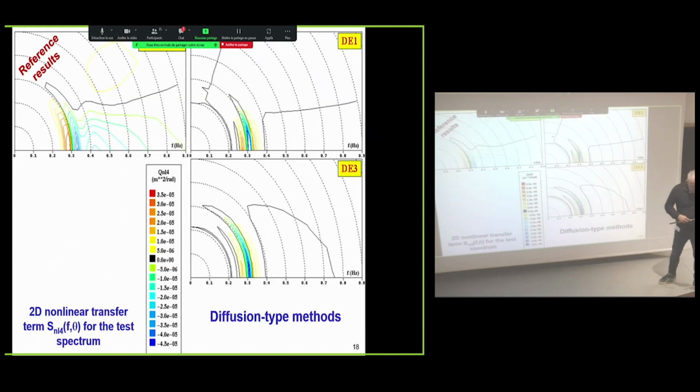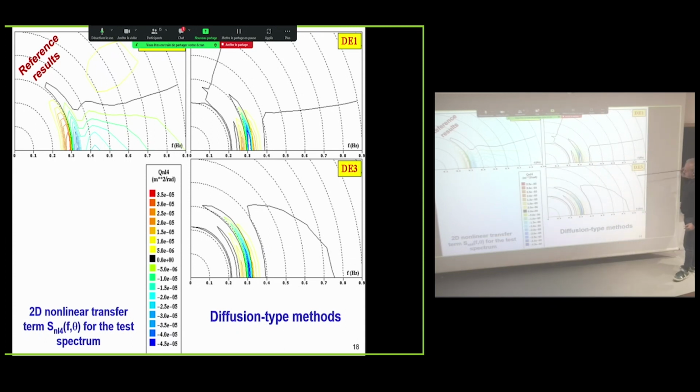So when we look at the results of this approach on the same case, this is for the DE1, so the first diffusion method I just mentioned. The result of the four-wave interaction term, we can see, okay, a positive lobe here, a negative lobe here, and again a positive lobe here, which is, well, in a way, not so bad, I would say, but here it's quite different from what we have in the exact calculation.